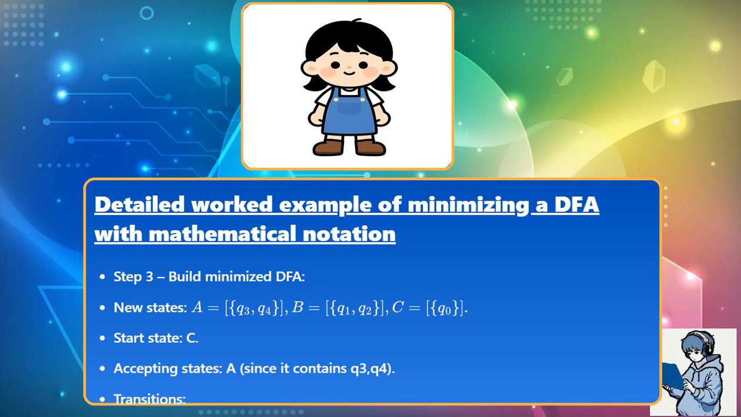The accepting state is A because it contains q3 and q4. The transitions are: delta prime of C on a goes to B because q0 on a goes to q1, which is in B. Delta prime of C on b goes to B because q0 on b goes to q2, which is in B. Delta prime of B on a goes to A because q1 or q2 on a go to q3 or q4, which are in A. Delta prime of B on b goes to A because q1 or q2 on b go to q4, which is in A. And delta prime of A on a and on b both stay in A, making a sink.